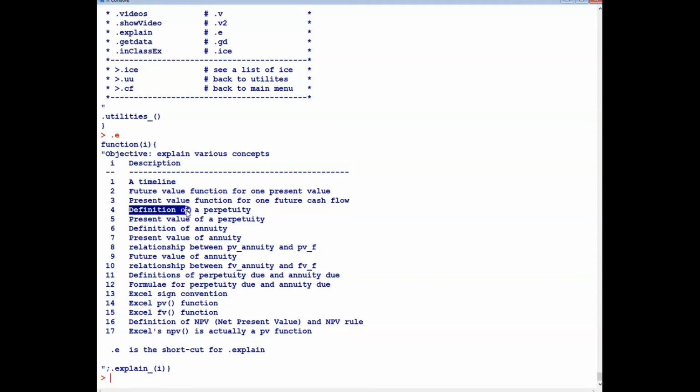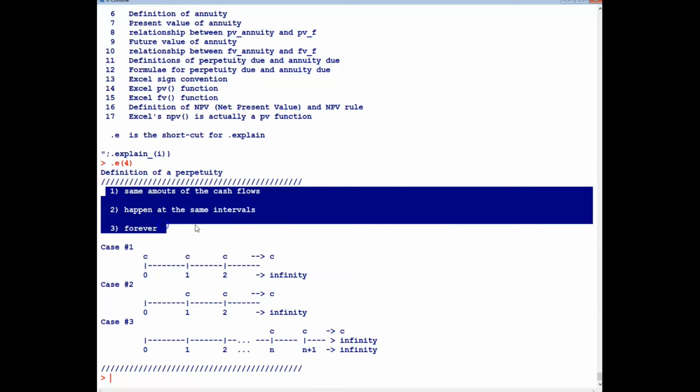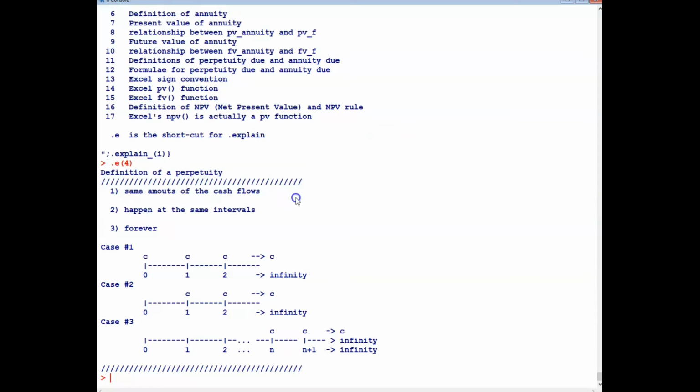So let's look at number 4, definition of perpetuity. Enter number 4. The definition of perpetuity has 3 components: same amount of cash flow, happening at the same interval, forever. For example, $500 each year forever, $10 each month forever.